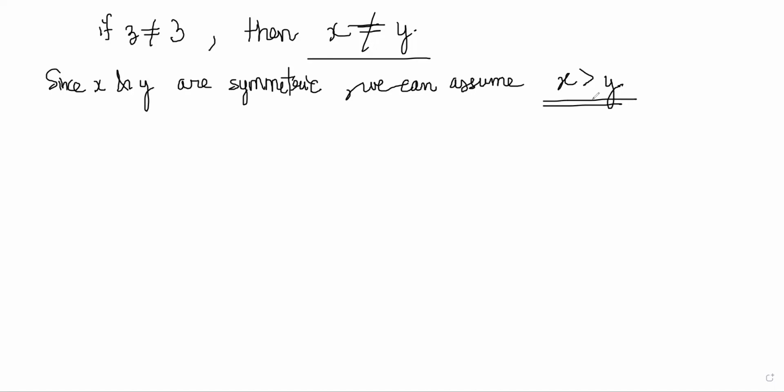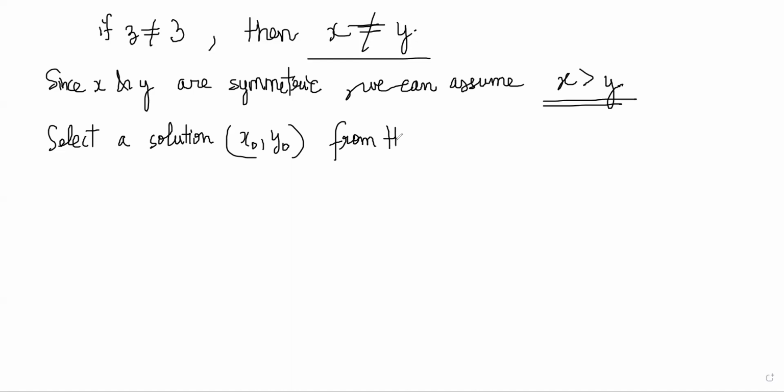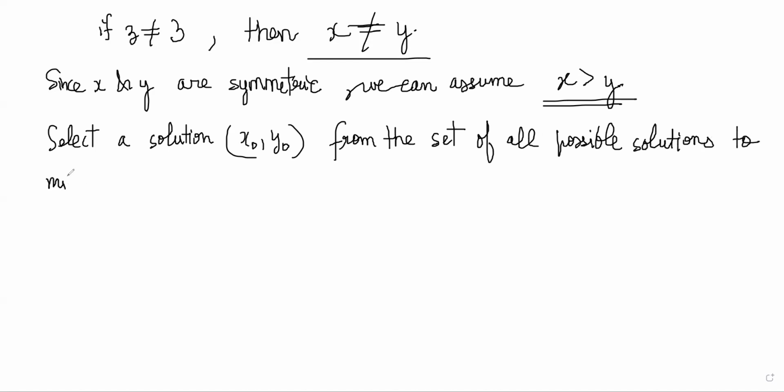Now what we will do is we'll do a proof by infinite descent, the idea of infinite descent. So we'll say select a solution x naught comma y naught from the set of all possible solutions, to minimize the value of x naught.